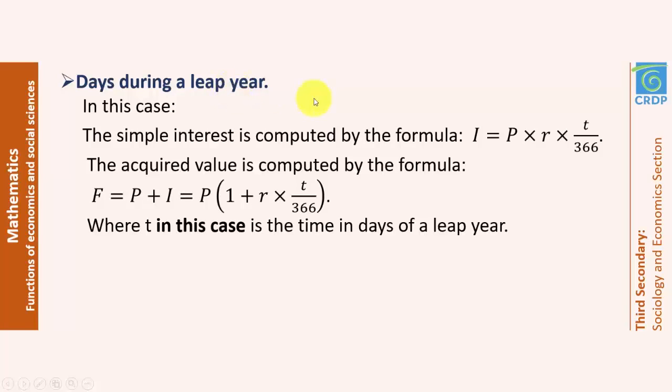Days during a leap year. In a leap year, we know that the number of days is 366. So we just replace this by T over 366. Okay, we replace 365 by 366, and now we can write the time in days. But here we have to make sure that we are working with a leap year.